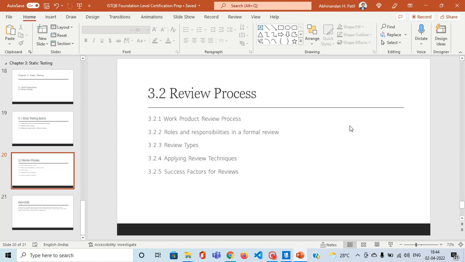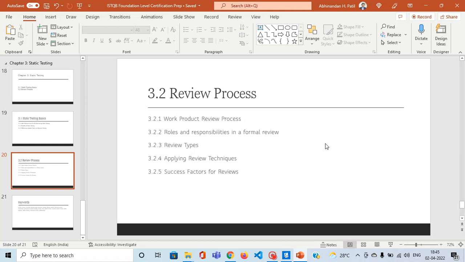Now let's look at 3.2.3, review types. Review types can be informal review, right? We were talking about peer review or pairing. So, informal review, and the objective is to find potential defects, which is quite common in agile development. And then the review type can be walkthrough, the purpose is to find defects, consider alternatives, and your walkthroughs can be informal or formal.